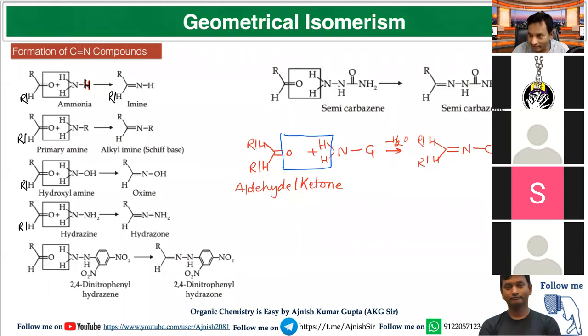Similarly, if there is a derivative of hydrazine, 2,4-dinitrophenylhydrazine, and it reacts with aldehyde or ketone, then also a water molecule goes out and there is formation of carbon double bond nitrogen. Similarly, this NH2NH-CO-NH2 is called semicarbazide. When this semicarbazide reacts with aldehyde or ketone, then also a water molecule goes out and there is formation of carbon double bond nitrogen.